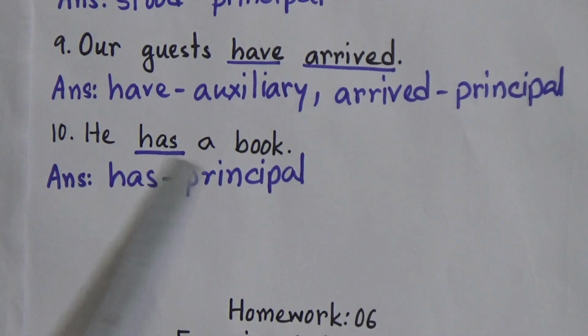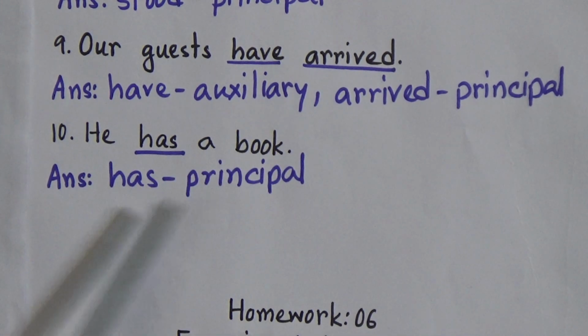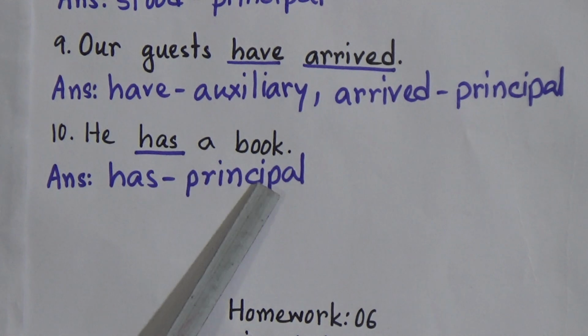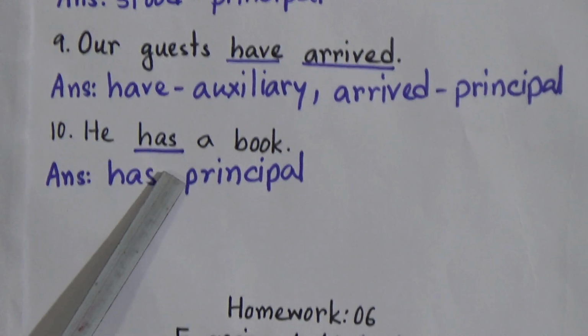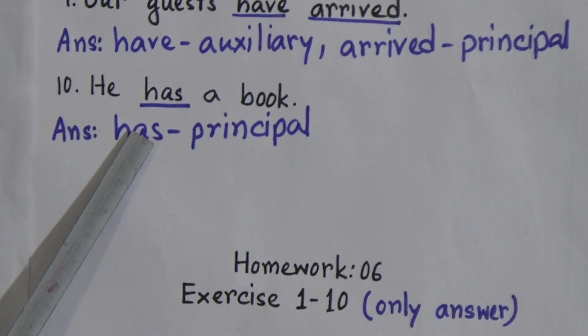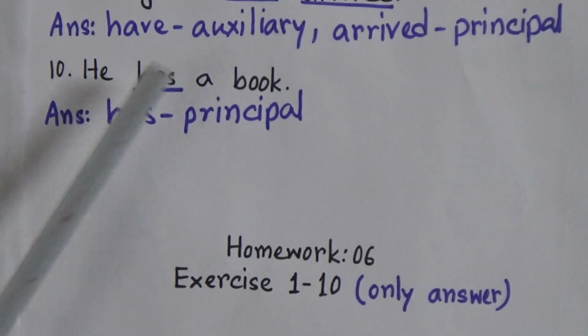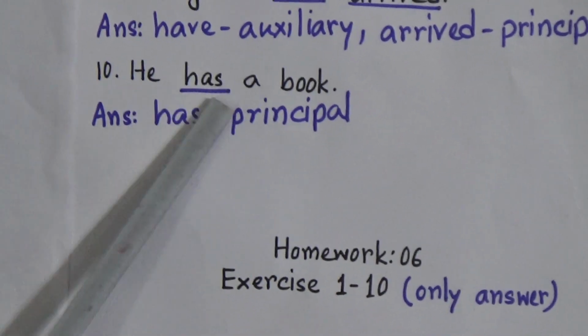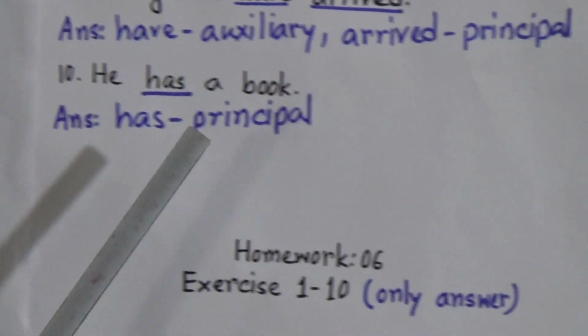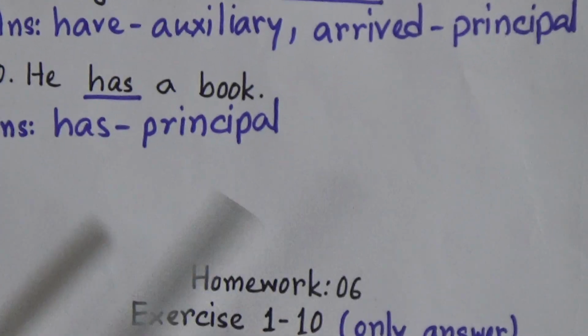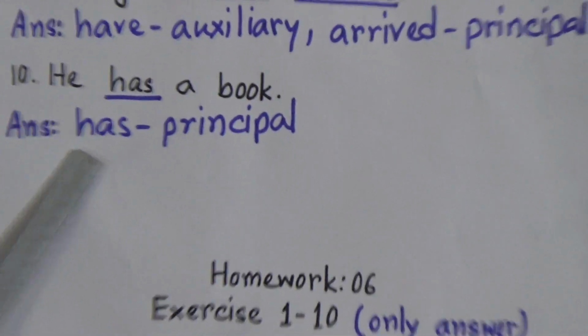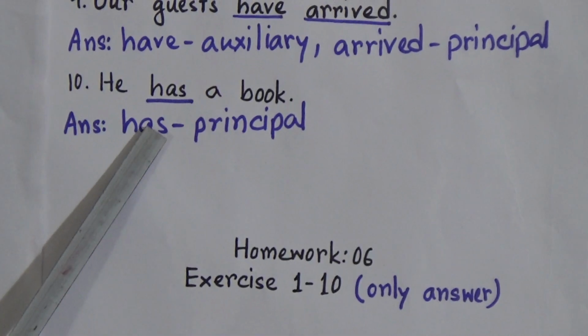Number 10, he has a book. So here, has will be principal verb because there's no other verb in this sentence. That's why here has will be principal verb. That means it is have verb, auxiliary verb, but here we use has as a principal verb because there's no other verb in this sentence.